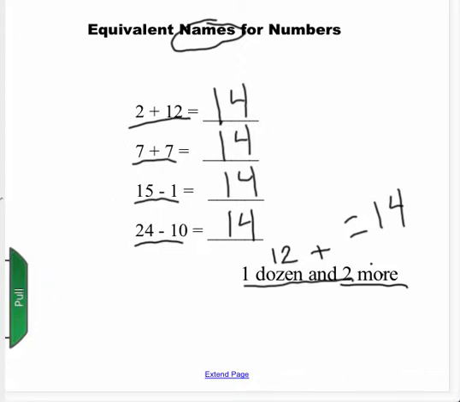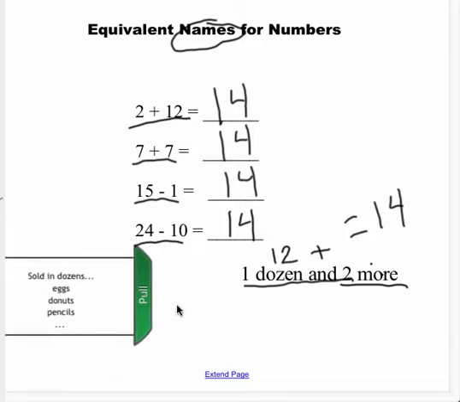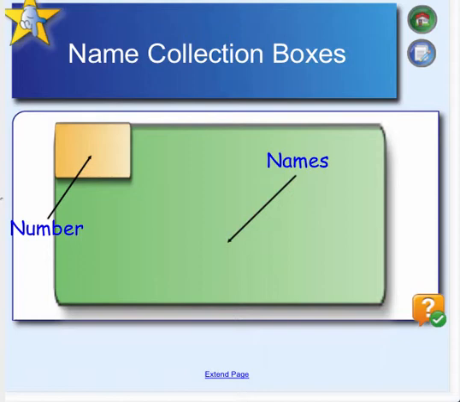Below here where it says pull, I'm going to pull out this tab and you will see we have examples of things that come in dozens or groups of 12. Oftentimes eggs come in a dozen, donuts come in dozens, and pencils come in dozens. This is an example of a name collection box.